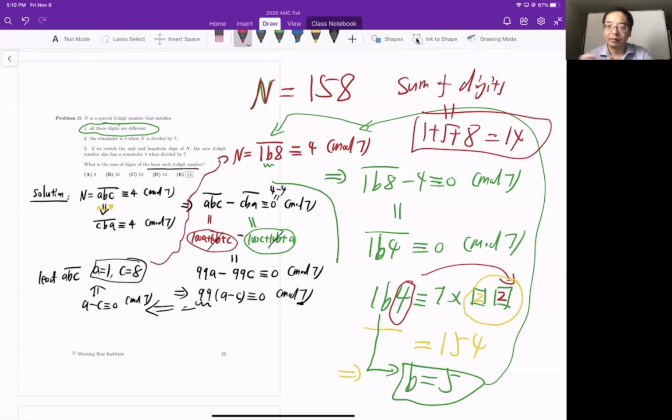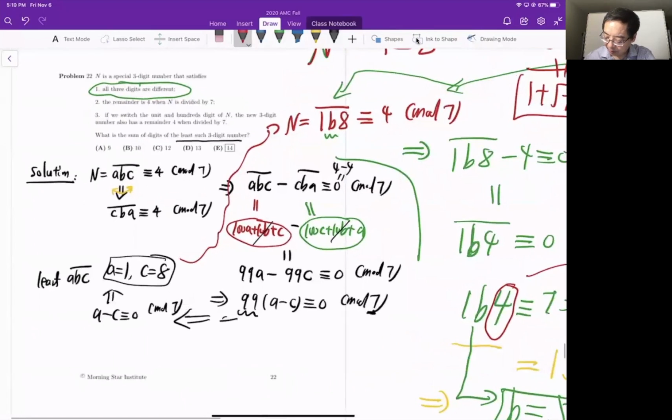So here, the main point is we use algebra. We use ABC to denote the 3 digits of N, and then we switch the unit digit and the 100 digit. And then because they have the same remainder, when we take the difference, it has to be divisible by 7, and this reduces to the requirement that A minus C is divisible by 7.